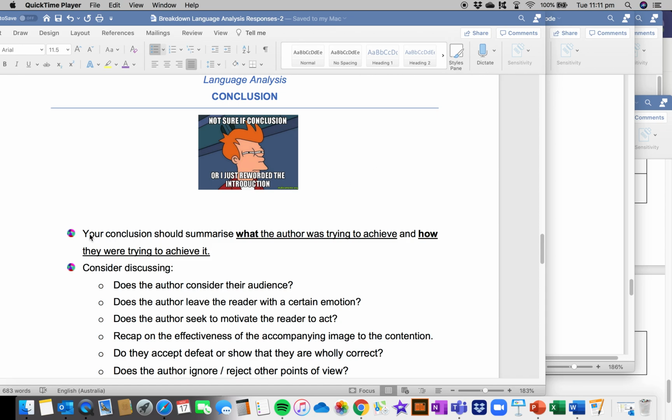So your conclusion should summarize what the author was trying to achieve. So the author was trying to achieve perhaps convincing the audience of his or her contention. Perhaps the author was trying to achieve the audience to do something, to think differently, to feel something. Your conclusion should also summarize how the author was trying to achieve this. Okay, so not only what were they doing, but how were they doing it? And so it is a summary of those devices that were used. And thinking about the Adib, it is summarizing that more succinctly.